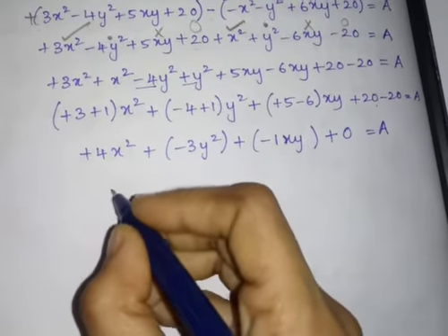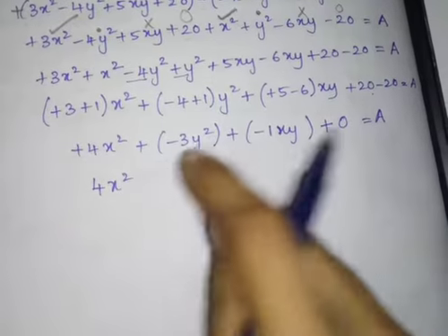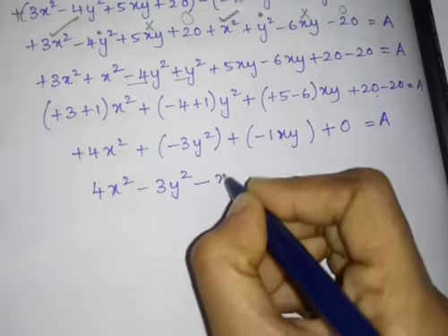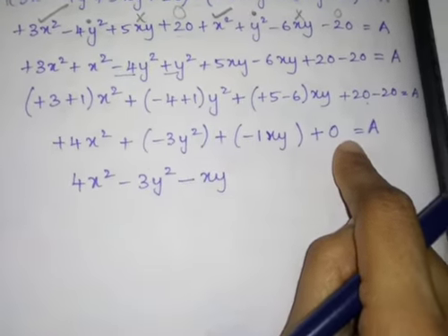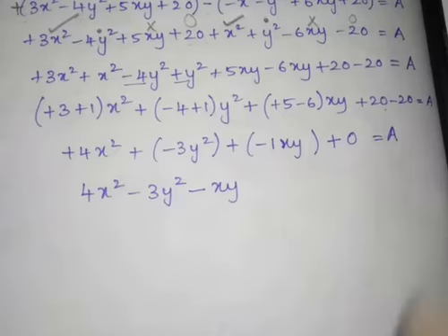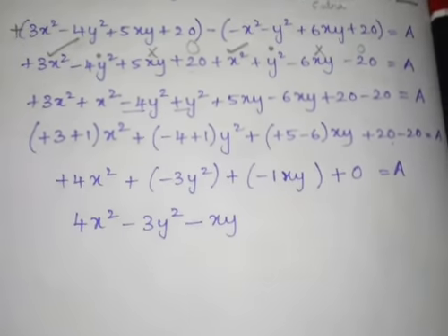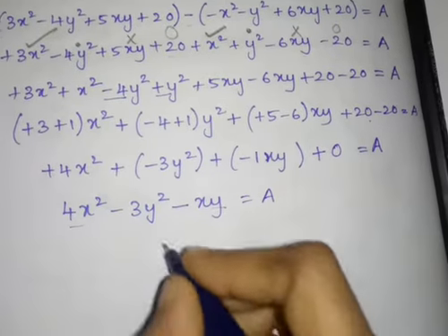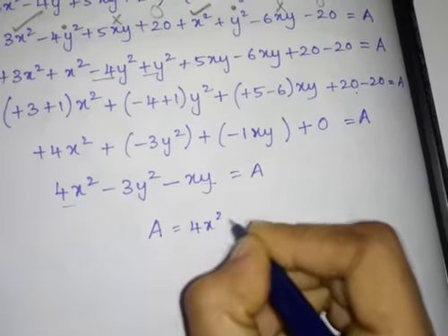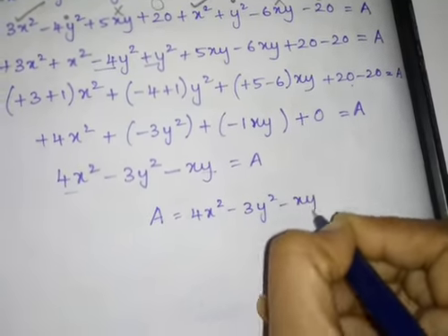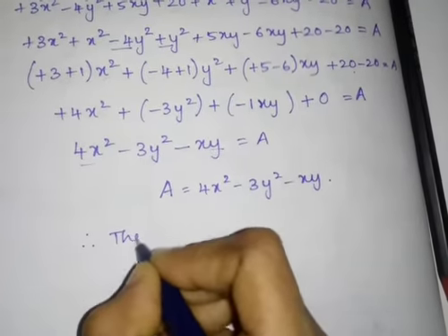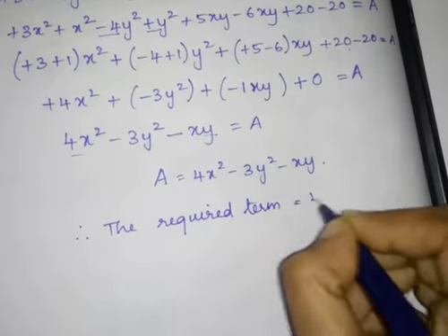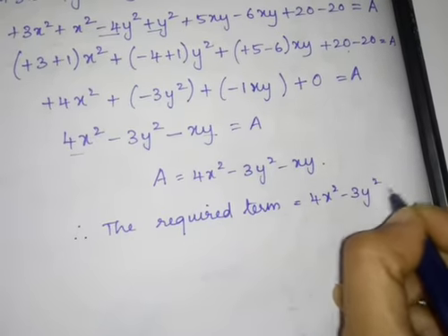Now, plus 4 into x square is nothing but 4x square. Plus into minus, minus 3y square. Plus into minus, minus xy. Plus 0 you don't want to include, because whether you mention 0 or not, both are the same, is equal to capital A. So what is this term equal to? A is nothing but 4x square minus 3y square minus xy. Okay. So therefore the required term is equal to 4x square minus 3y square minus xy.